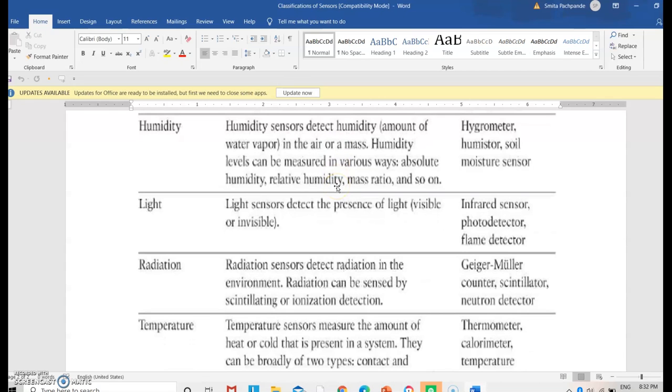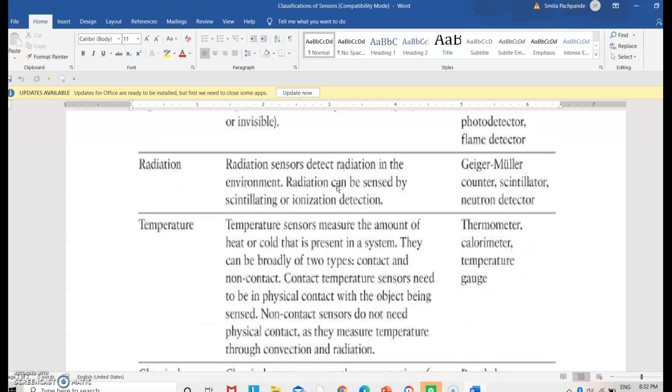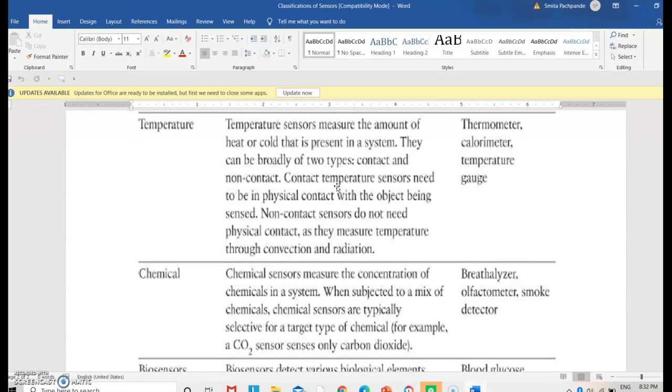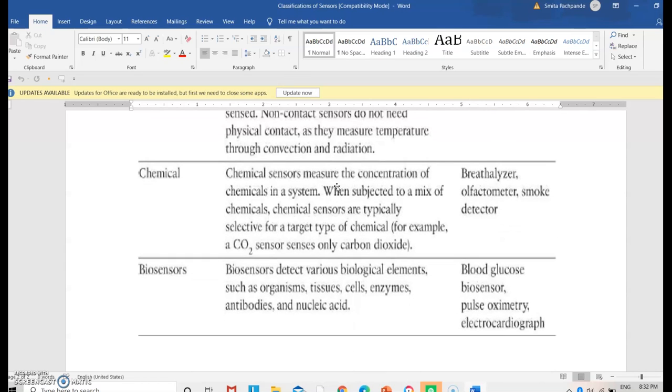A radiation sensor detects the radiation in the environment. The next one is the temperature sensor. I think you know the thermometer. A chemical sensor measures the concentration of a chemical in a system, for example, a CO2 sensor senses only carbon dioxide. I can use such a sensor for detecting smoke. Normally you will see such sensors installed in hotels, where they are used for detecting smoke. The next one is the biosensor.